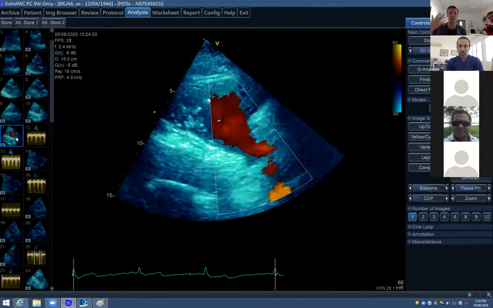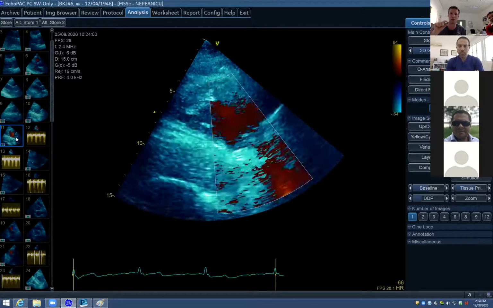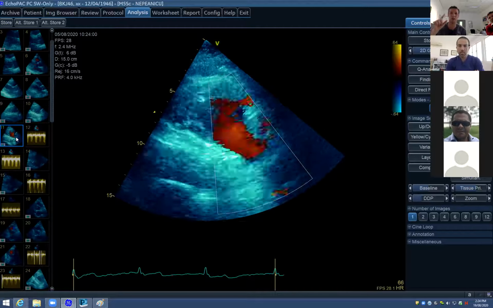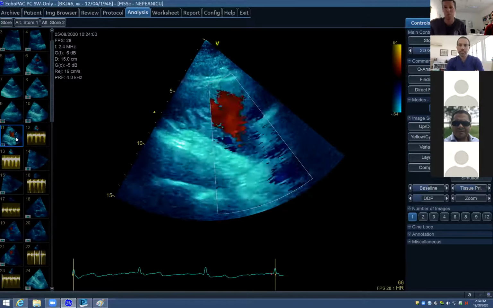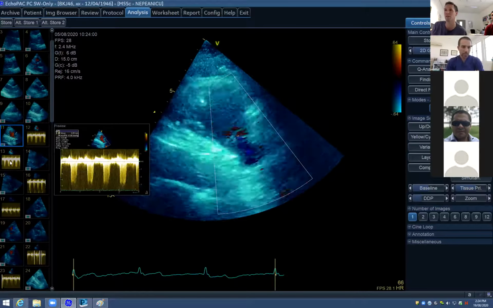So the standard answer is, as you said, the TR Vmax plus the right atrial pressure is our systolic pulmonary artery pressure estimate, and we will look in all views possible to try and find the maximum velocity. Beautiful. So this is what we've got for our first one. Let's have a look at that one.